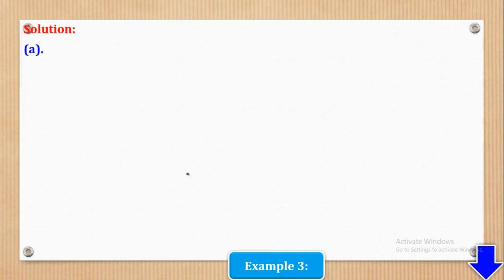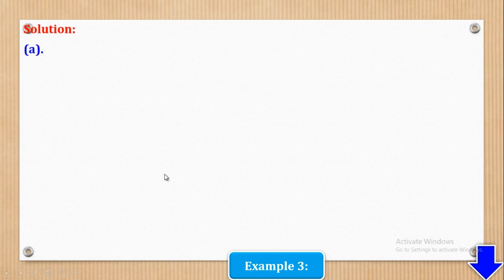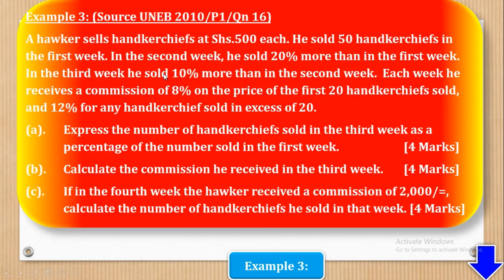So we shall start with part A. Part A says that express the number of handkerchiefs sold in the third week as a percentage of the number sold in the first week, and they give it 4 marks. So first of all, we know that in the first week he sold 50, which is here. So he sold 50 handkerchiefs in the first week.